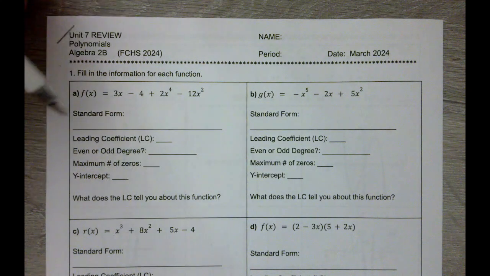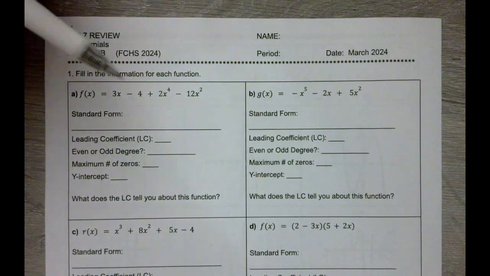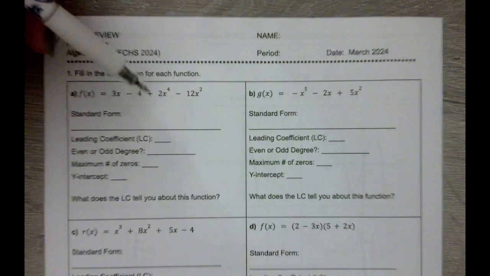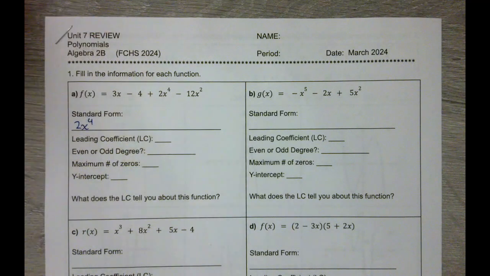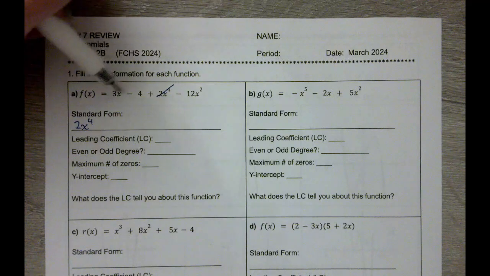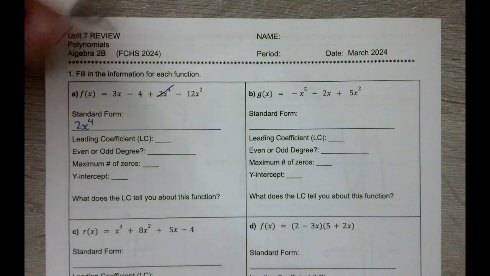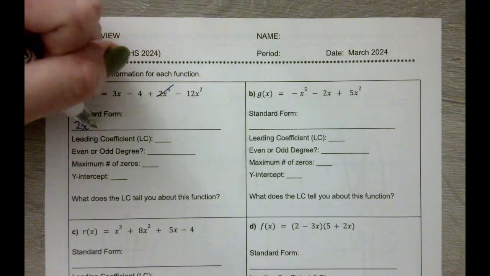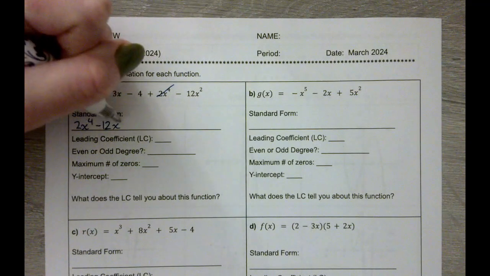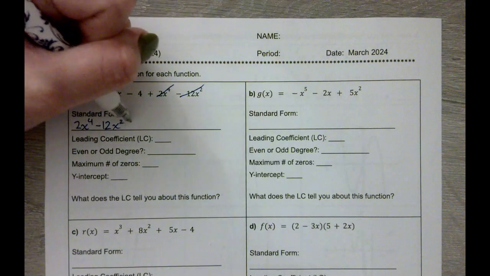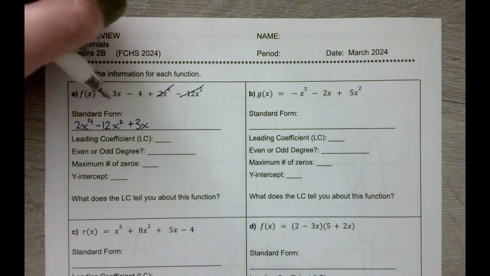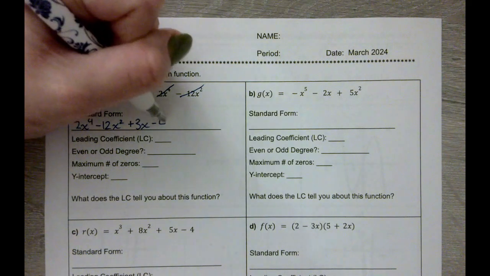So first, let's put this in standard form. So you go through and find the biggest exponent, which is 2x to the 4th. I'm going to mark that off. And then next I look for a cubed. I don't have one, so now I look for a squared. I've got minus 12x squared. And then I have a positive 3x, so plus 3x minus 4.